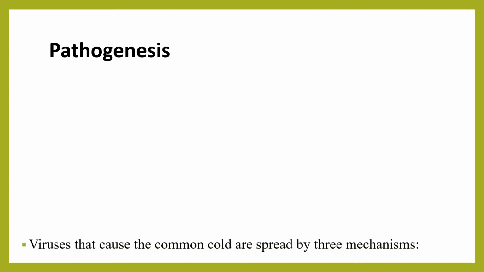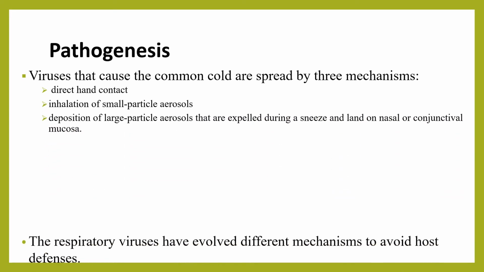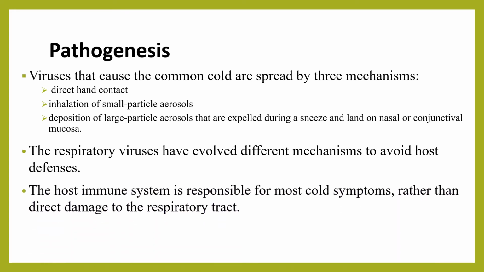The host immune system is responsible for most cold symptoms rather than direct damage to the respiratory tract. Infected cells release cytokines such as interleukin 8 that attract polymorphonuclear cells into the nasal submucosa and epithelium. Human rhinovirus also increases vascular permeability in the nasal submucosa, releasing albumin and bradykinin, which may contribute to the symptoms.